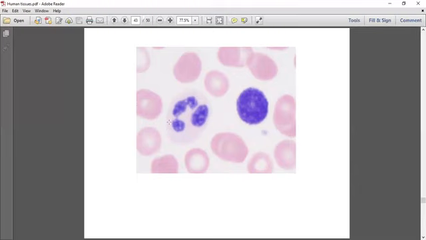A neutrophil, because the nucleus is segmented into 3 lobes. And lymphocytes: large, round nucleus. The cytoplasm is highly limited or even unclear.